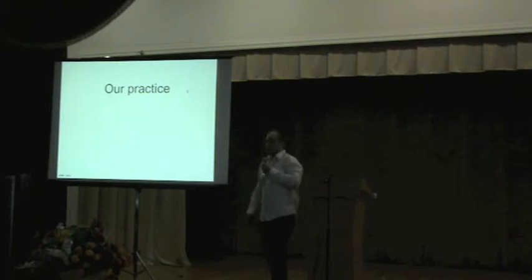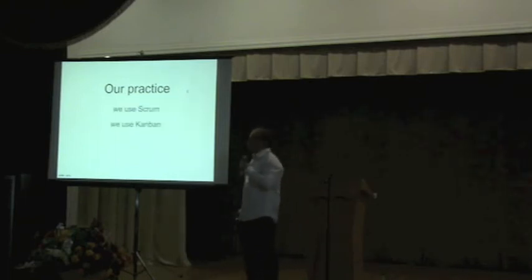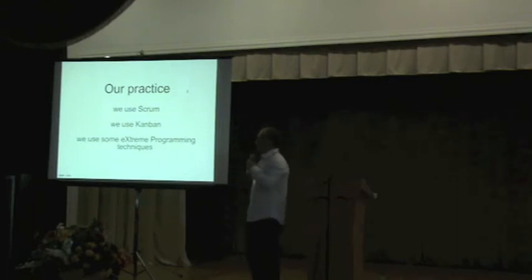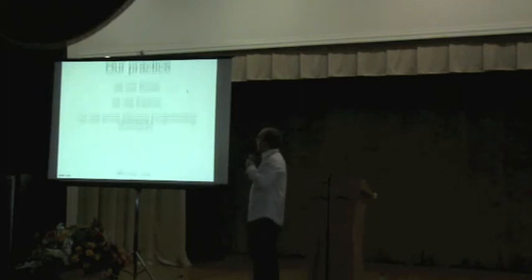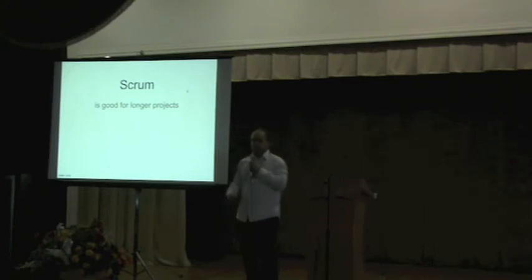So our practice at Ambibit, we use Scrum, we also use Kanban, and we use some extreme programming techniques that we find to be the most useful. And when it comes to Scrum, for us it's good for the longer projects. These are projects that take a month, at least, so 2, 3, 4, 5, 6 months.